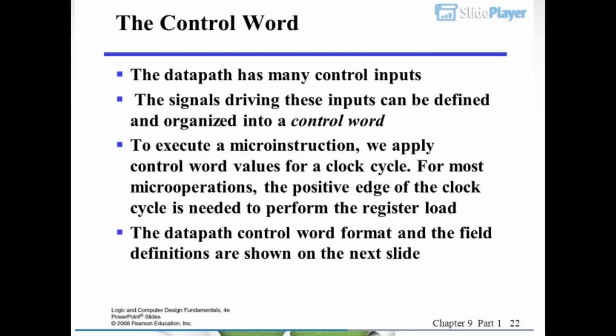The control word. The data path has many control inputs. The signals driving these inputs can be defined and organized into a control word. To execute a micro-instruction, we apply control word values for a clock cycle. For most micro-operations, the positive edge of the clock cycle is needed to perform the register load. The datapath control word format and the field definitions are shown on the next slide.